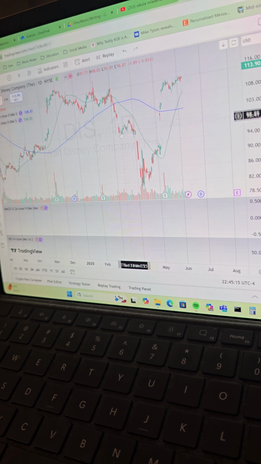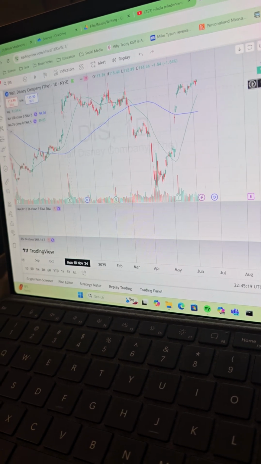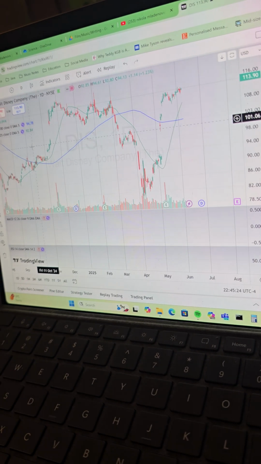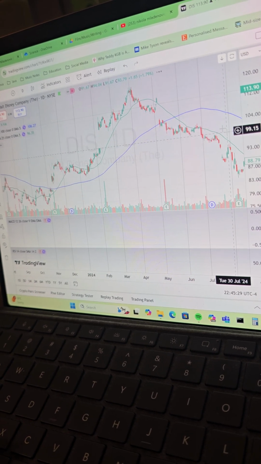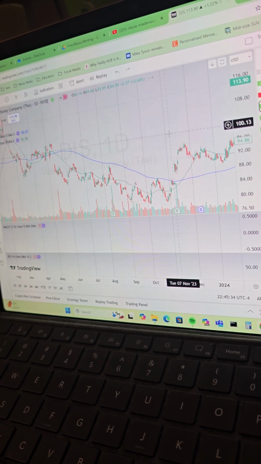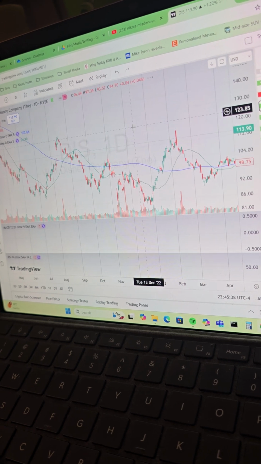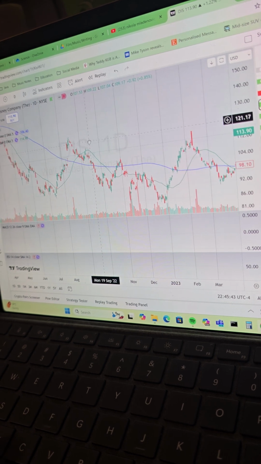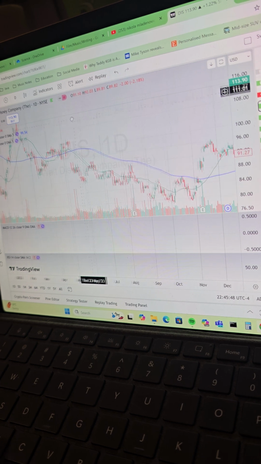So here's Disney. Not good because it never crosses this point. This is 113. And if I go back here, it was much higher, 120. And if I go back some more, it was even higher. So this stock is not really going up over time. You look at the moving average, it's always below. It's always going down.